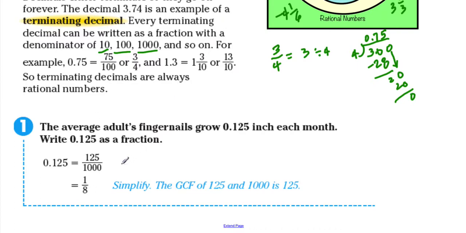Again, let's recall how we simplify that to become 1/8. Prime factorization of 125 is 5 times 5 times 5. Prime factorization of 1,000. 1,000 is 3 zeros. That means it will have 3 2's and 3 5's as a prime factorization. And simply start cross canceling. That's a 1, that's a 1, 1, 1, 1, 1. And if you notice, it ends up as 1 over 8.